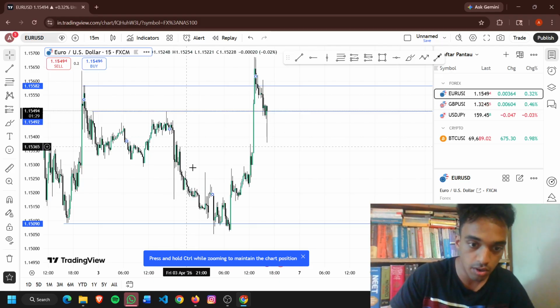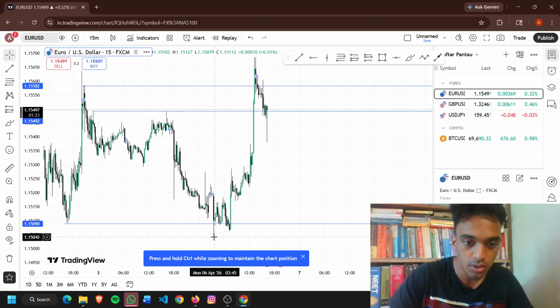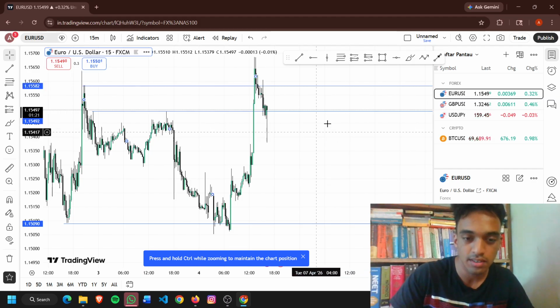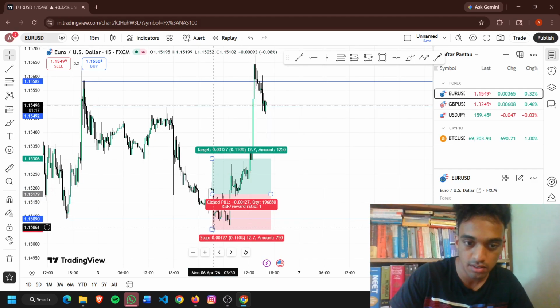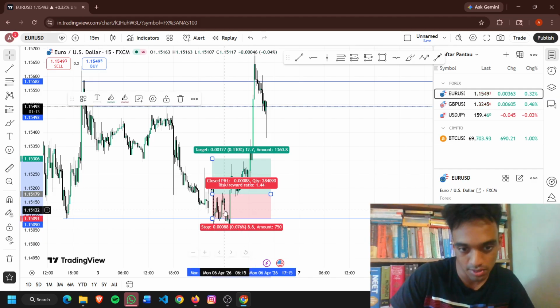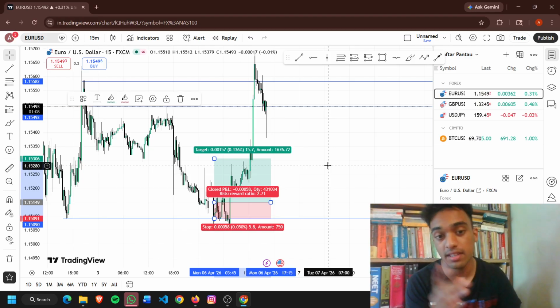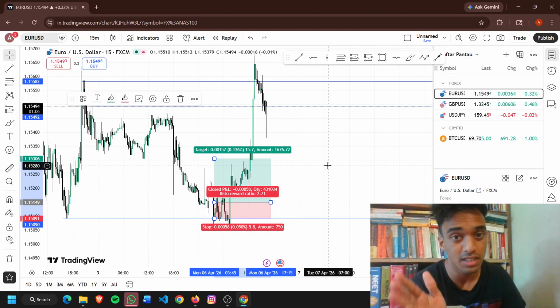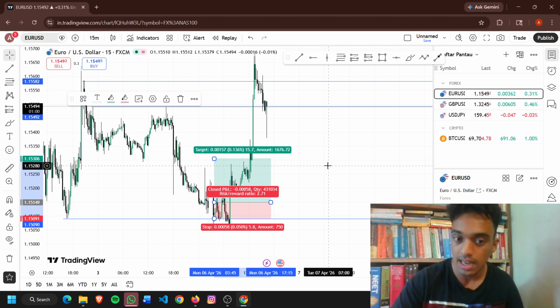So it came down and took this low, swept this low with the wick, and took out everyone who had put their stop loss like this. They lost money over there; they just got stopped out. This is called a liquidity sweep, also called a stop hunt. If you hear it somewhere, don't get confused.